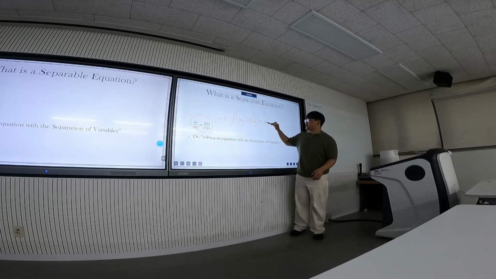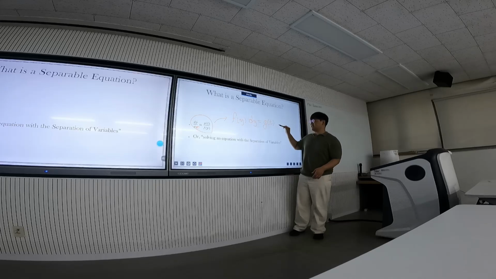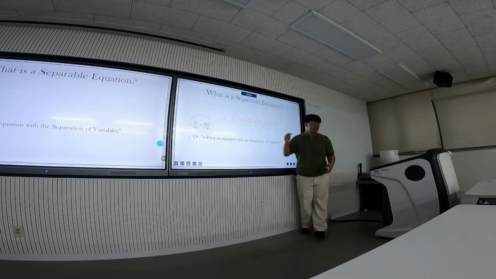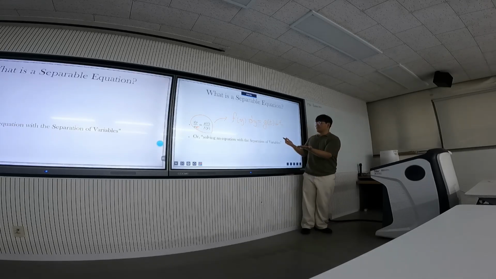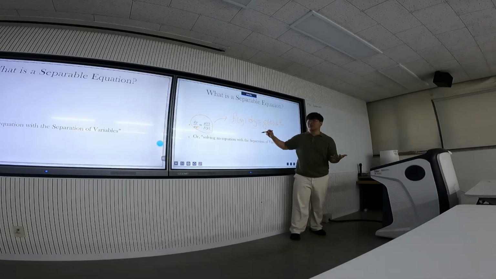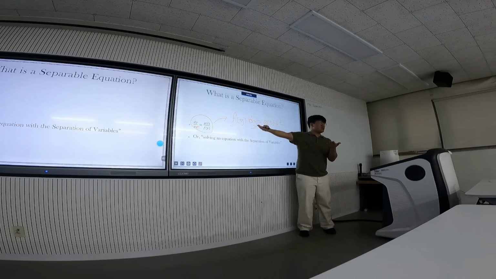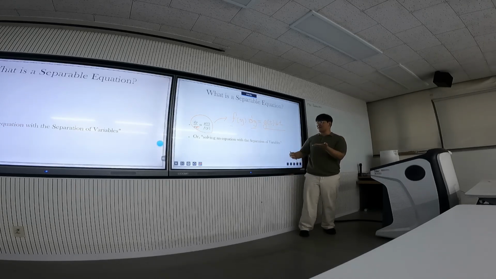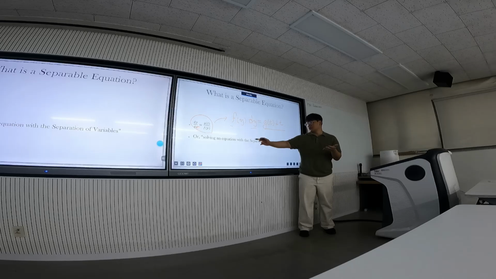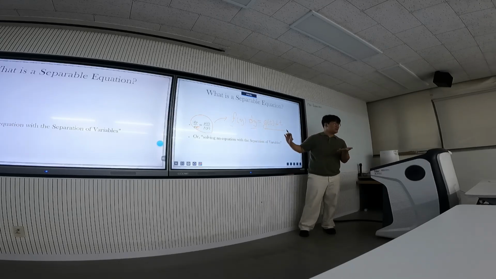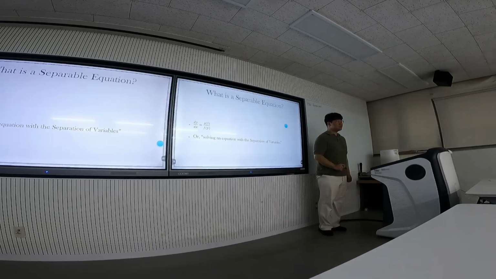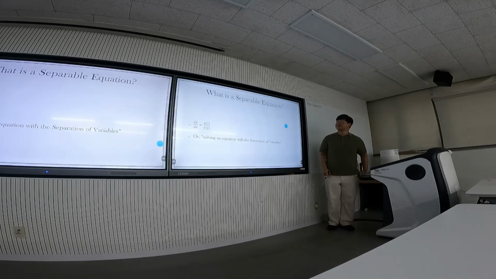Is g of t and dt. As you can see, the variables are separated. This side is y only, and this side is t only. That is why we call this equation separable, or we call this method solving an equation with the separation of variables.